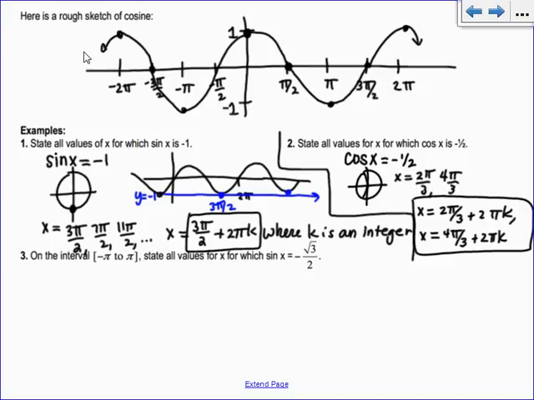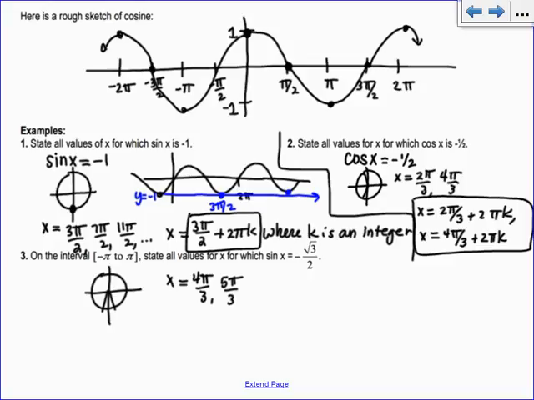All right, so on the interval negative pi to pi, state all values for x for which sine of x is equal to negative root 3 over 2. So we did this in the last chapter too. Basically we drew our little unit circle, and we said when is sine equal to negative root 3 over 2? And we said it was in 2 locations. So it was at x equals 2 pi over 3. No, what am I talking about? 4 pi over 3 and 5 pi over 3.